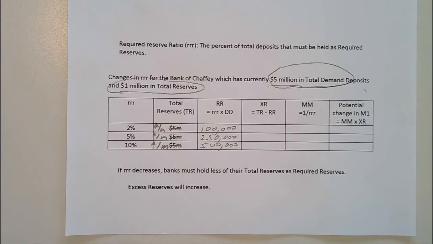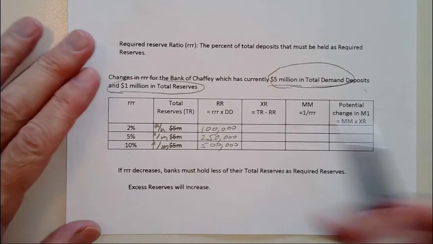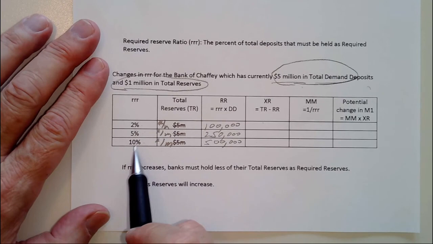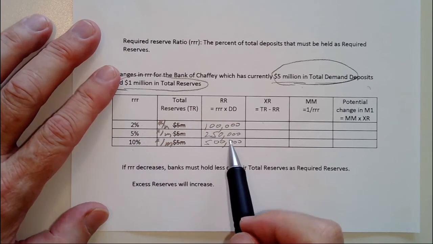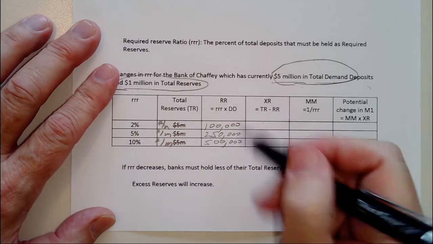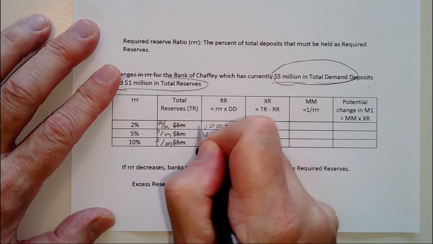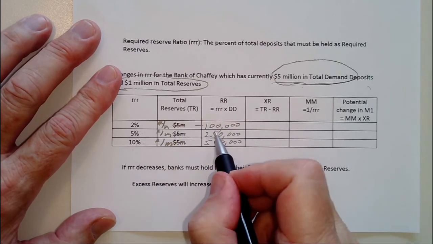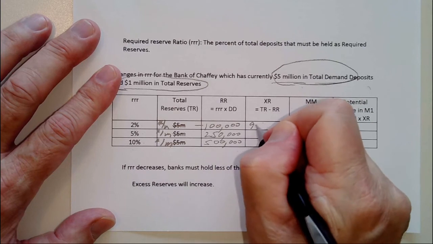So how does that affect excess reserves? We have $1 million in total reserves. That doesn't change based on the required reserve ratio. All that changes is the required reserves. So total reserves stay the same, required reserves get higher. So you take total reserves minus required reserves, and that's going to be $1 million minus 100,000. Their excess reserves are 900,000.